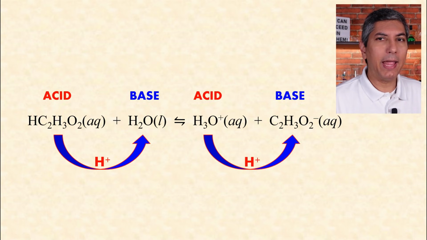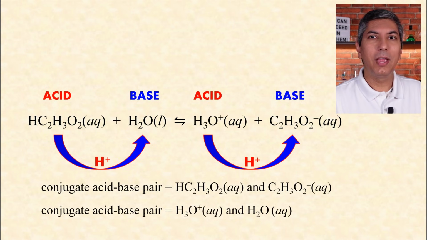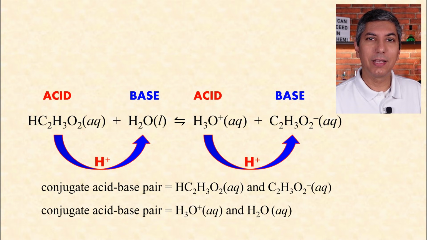Every acid-base reaction has 2 conjugate acid-base pairs. One of these pairs here is acetic acid and acetate ion. The other one is hydronium and water. Remember, a conjugate acid always has exactly 1 more H+ than its conjugate base.